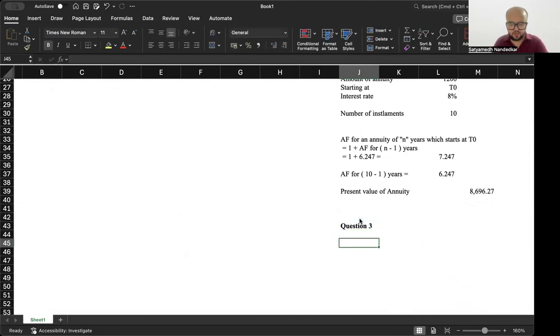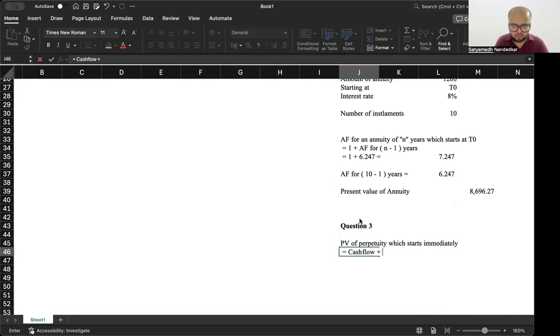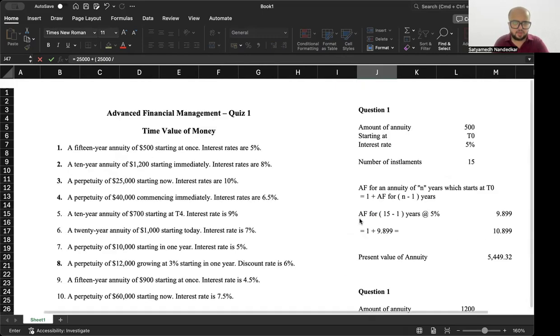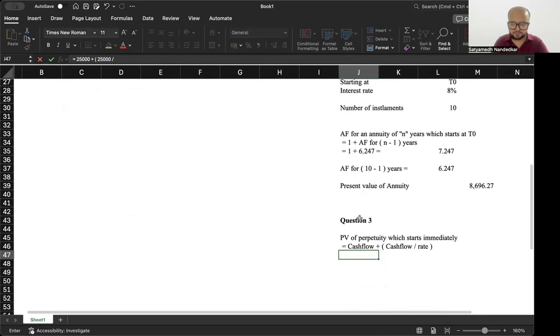Okay. Now, a perpetuity of 25,000 starting now, interest rates are 10%. Question 3. Okay. What is present value of perpetuity? Present value of perpetuity, which starts immediately, is cash flow plus cash flow upon the rate. 25,000 plus 25,000 upon 10%, which is basically 2,75,000.